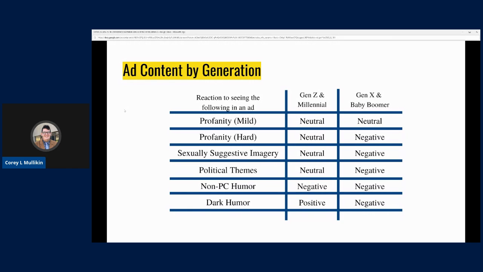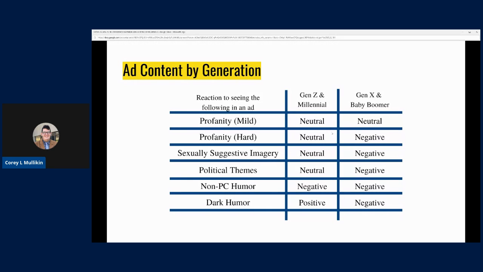So we saw that most people were fine with mild profanity. They're not liking it, but they don't hate it. Hard profanity, Gen Z and Millennial were fine with that. No on the Gen X and Baby Boomer. As you can see, really the only thing they were neutral towards was that mild profanity. And we see that sexually suggestive imagery, that's kind of neutral, and political themes, but they don't like non-PC humor.